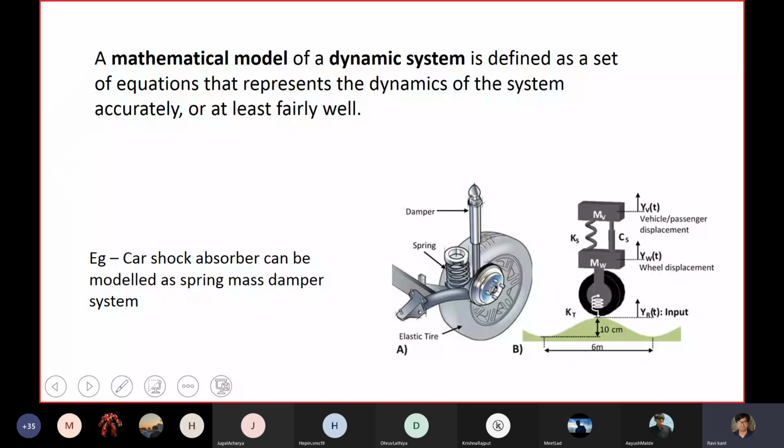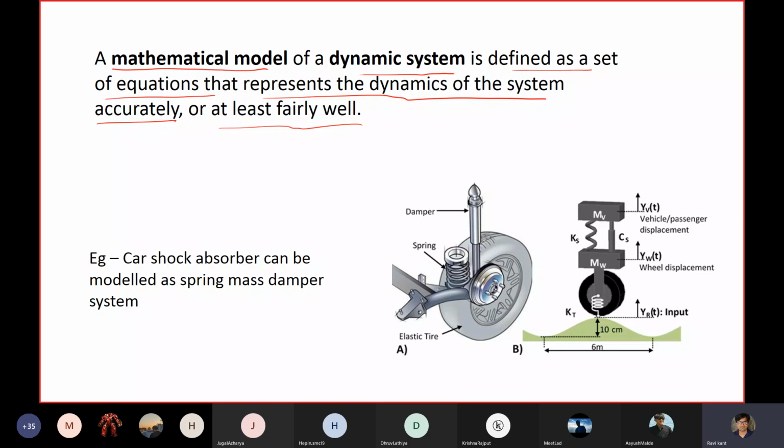Okay, let's first talk about the mathematical modeling of any dynamical system. So let's first define what a mathematical model is. A mathematical model of a dynamical system is defined as a set of equations that represents the dynamics of the system accurately, or at least fairly well.